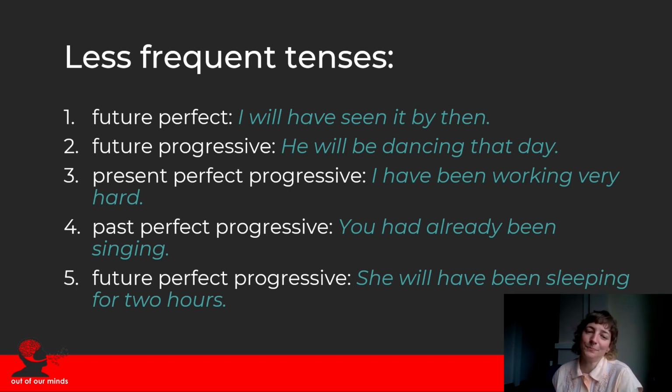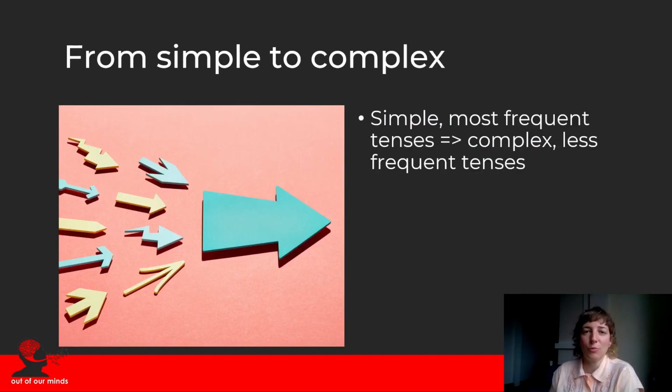The good news is, if you understand how to use the simple, most frequent tenses, then it should be easy to understand when to use the more complex and less frequent ones. Based on the information I will give you throughout these videos, you should be able to draw some conclusions about when to use the present simple, the past simple, the present perfect, etc. Once you have learned all of these, you will be able to combine them to actually understand when to use the present perfect progressive, for example, or even the future perfect progressive.